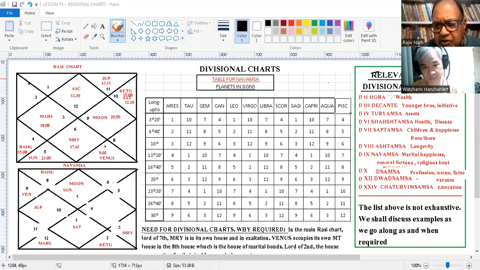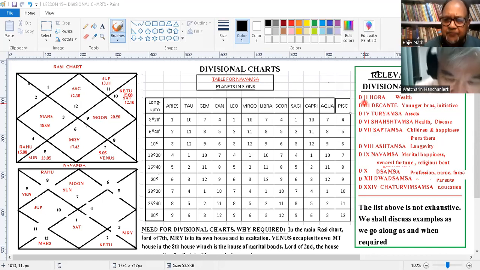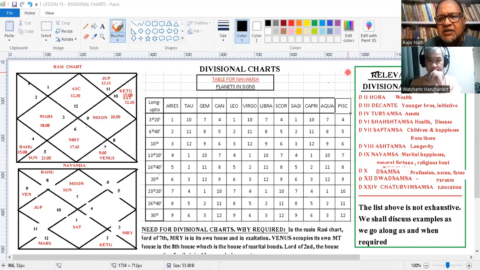Relevance of divisional charts. The important ones are D2, which we call Hora in Indian astrology. You just need to remember D2. In any given native's chart, there are certain important aspects of his life for which we need to check the divisional chart also.